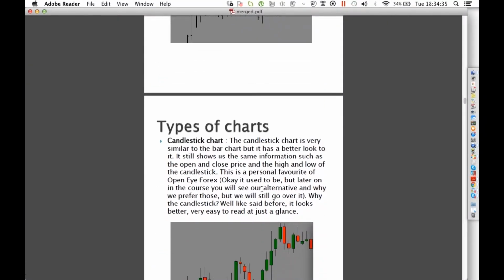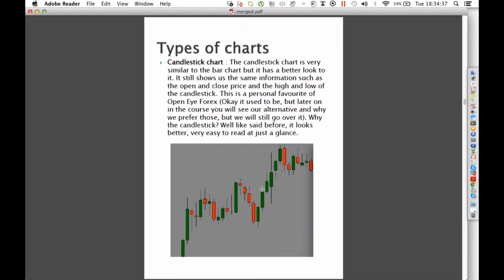All right, now to the candlestick chart. The candlestick chart is very similar to the bar chart, but it has a much better look to it. It still shows us the same information, such as the open and close price and the high and low of the candlestick, right? And this is a personal favorite of OpenIFRS.